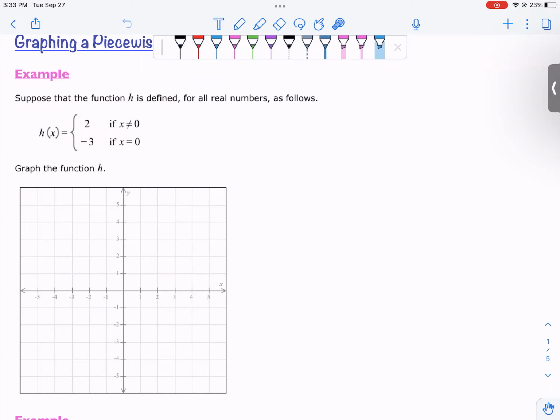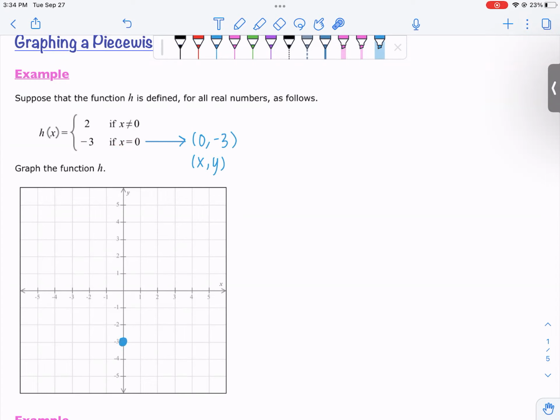This is actually a very specific type of piecewise function. If you see something like if x is equal to a particular number, that's telling us to plot a point. It's just a point. So if x is equal to 0, if we think of a coordinate point, x comma y, the y value is negative 3. So we have the point 0, negative 3. So if we look at this graph, and we go to x is 0, the y value is negative 3.